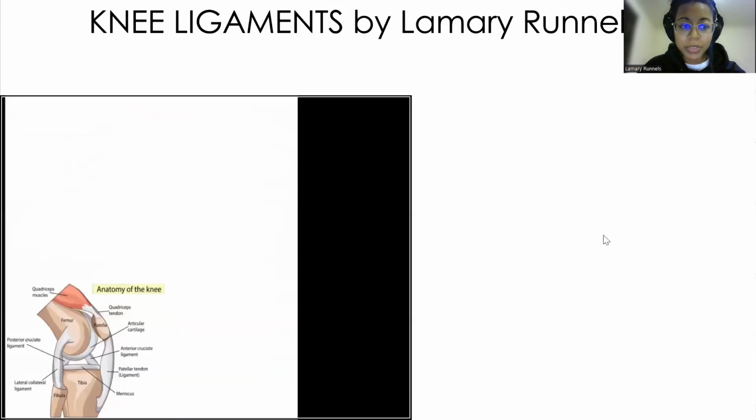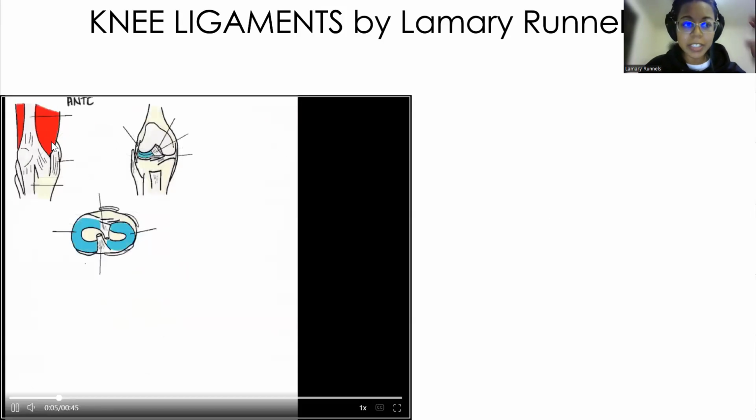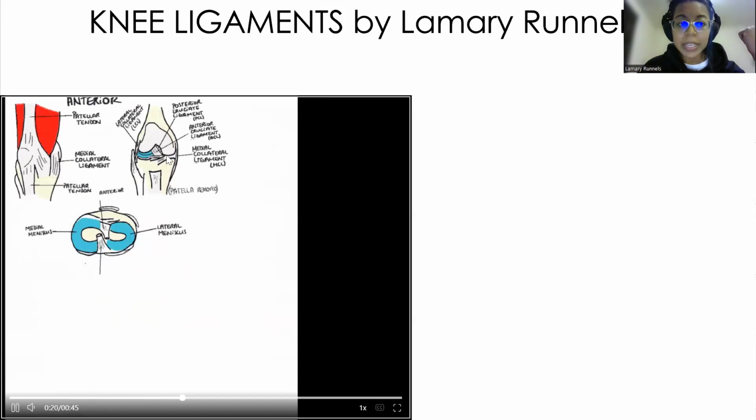On your left, you will see me drawing out three different images of the knee. I did an anterior position of the knee along with the transverse position, and then a posterior and a lateral viewpoint of the knee. Here, you see I drew out the knee, just basic anatomy. And over here, I took out the patella so that you could see more clearly the different ligaments.